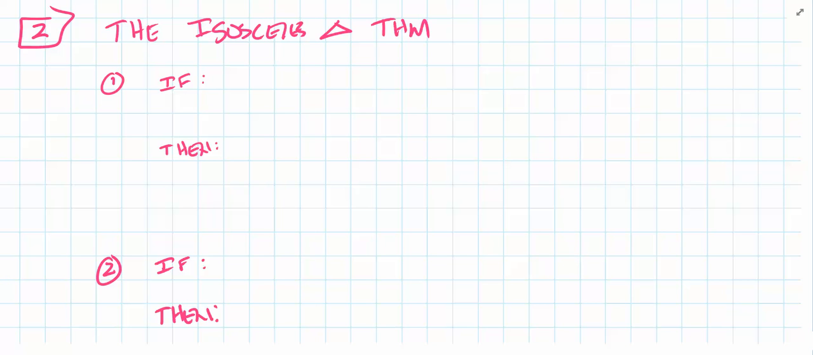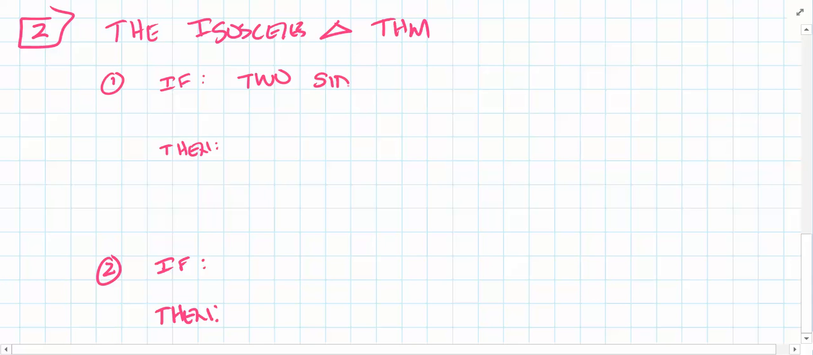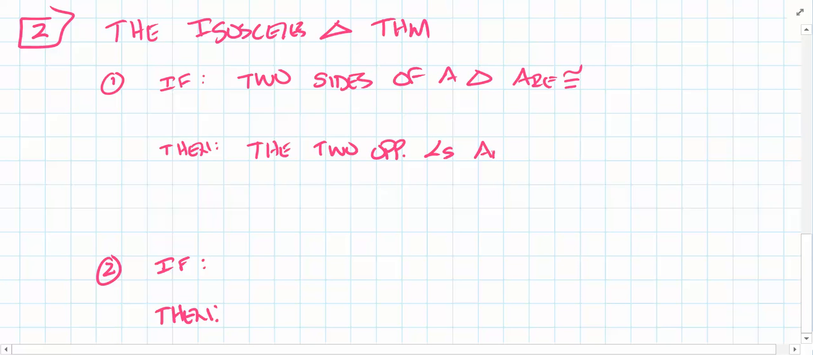If two sides of a triangle are congruent, then the two opposite angles are guaranteed to be congruent. So what do I mean by that? Let's take a look at a picture.